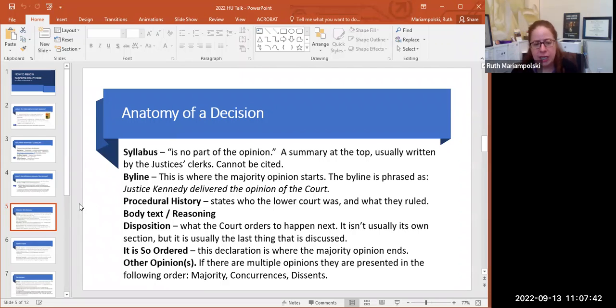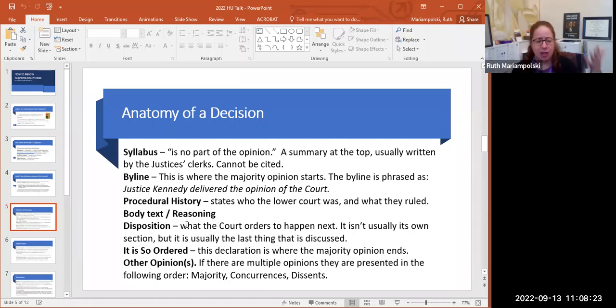The opinion of the majority starts at the byline. The byline is always phrased as Justice so-and-so delivered the opinion of the court. That's how you know the majority opinion is starting. So in this case, I wrote Justice Kennedy delivered the opinion of the court. Typically, the first thing that will be discussed in the decision is the procedural history. They will talk about who the lower court was, what they ruled. Sometimes they'll go into the rationale, what appeals occurred, and basically how the case arrived at the Supreme Court.